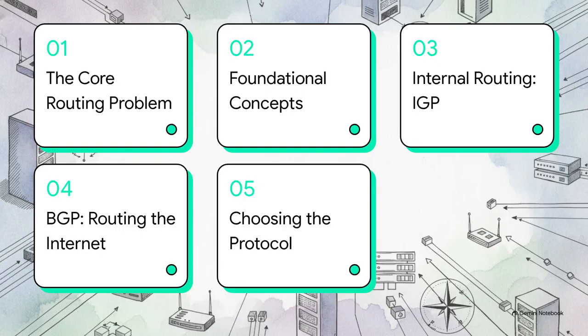Here's a quick look at how we'll untangle this alphabet soup. First, the core routing problem. Second, foundational network concepts. Third, internal routing with IGP protocols. Fourth, BGP and routing the internet. And finally, choosing the exact right protocol for your needs.